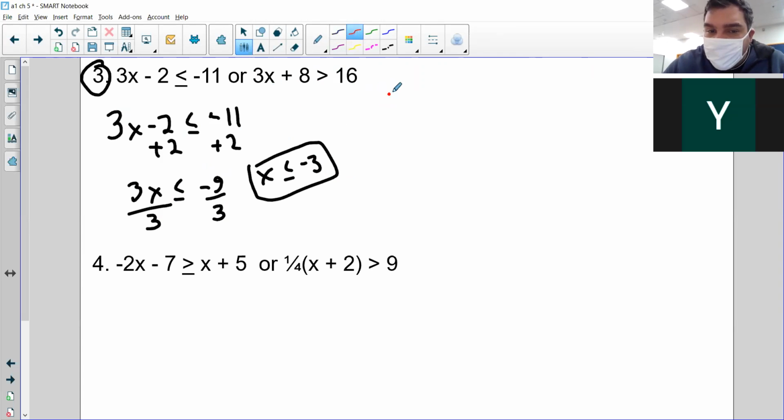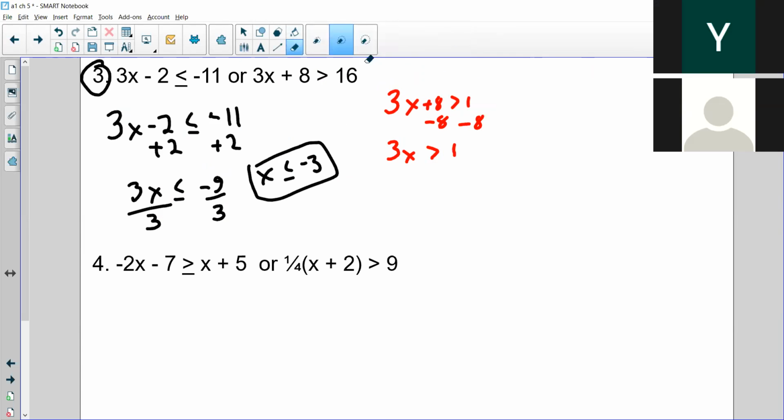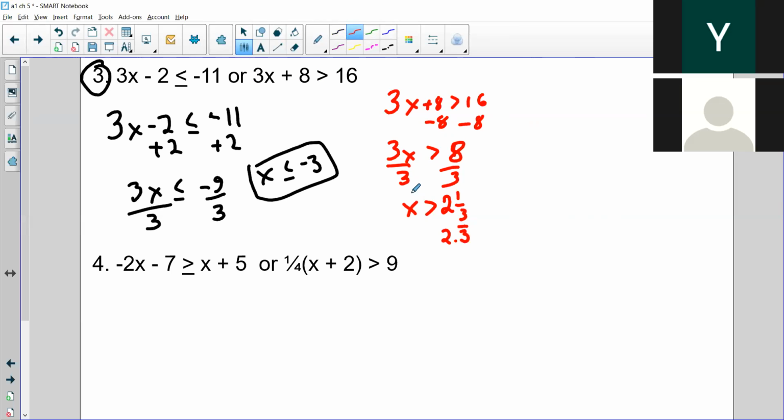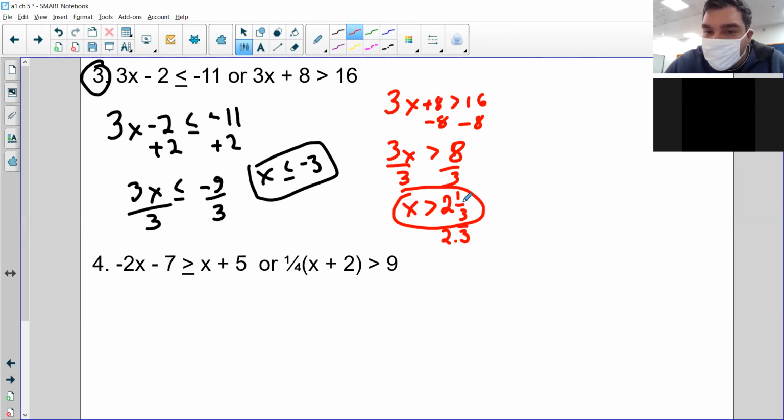Second part, I just do separately also. 3x plus 8 is greater than 16. Minus 8, minus 8. 3x is greater than 8. Doesn't that have to be 16? Good catch. 16 minus 8, you're left with 8, divided by 3, divided by 3. X is greater than 8 over 3. You could simplify that to 2 and 1/3, 2.3 repeating. I'm going to leave it as a mixed number. You could leave it at 8 over 3.